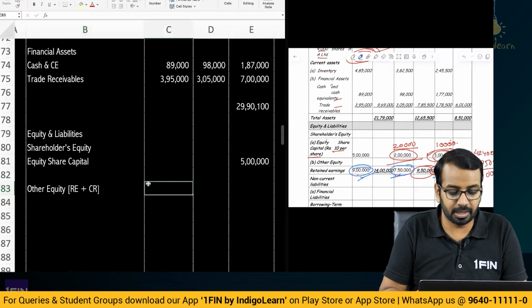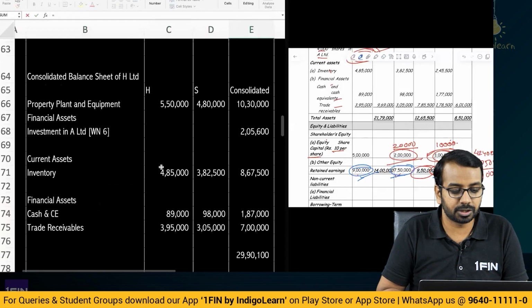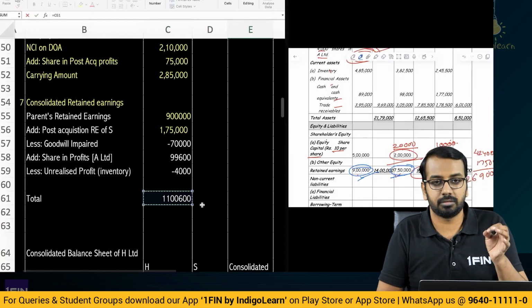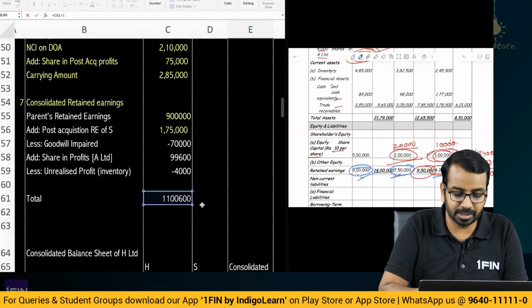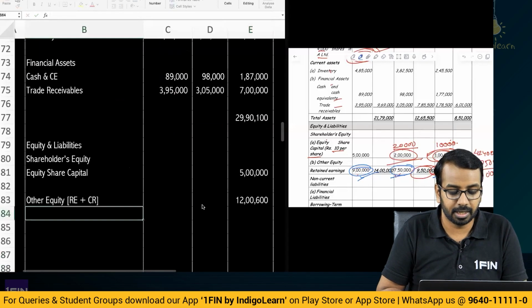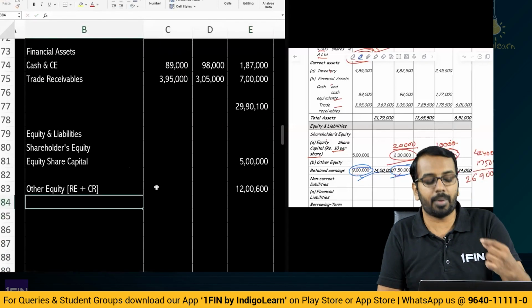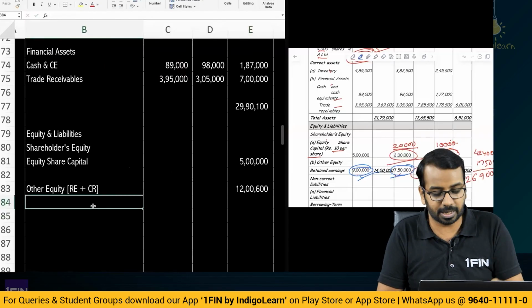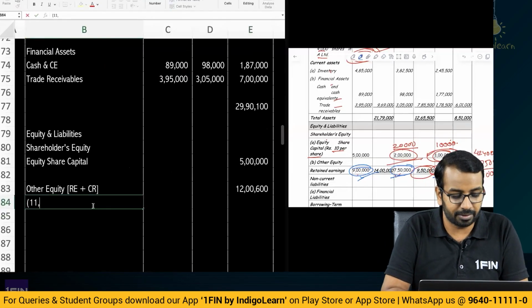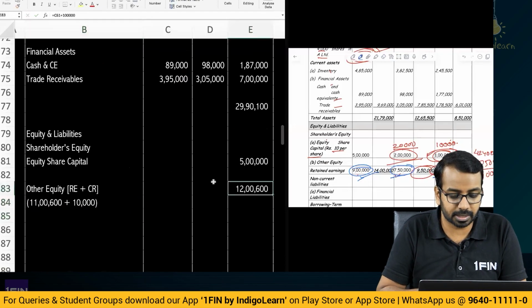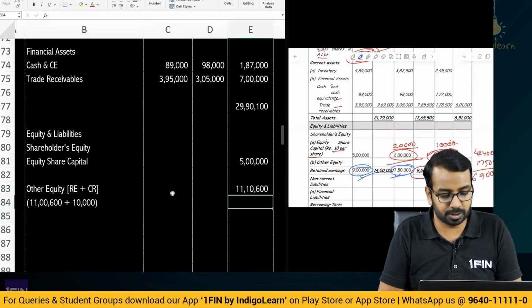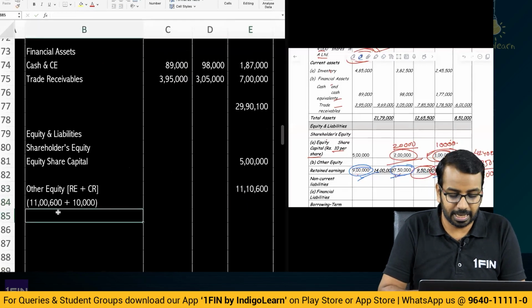Okay. So retained earnings, our working was how much? 11,600,000 plus capital reserve 10,000. Don't show capital reserve separately; it will be a part of your other equity, which is retained earnings plus capital reserve. You can show the working here: 11,600,000 plus 10,000, actually, it is 11,10,600. Other equity is 11,10,600. Then what do we have?